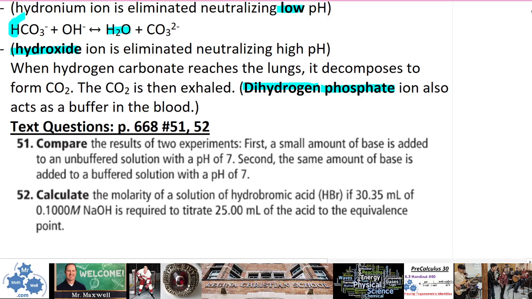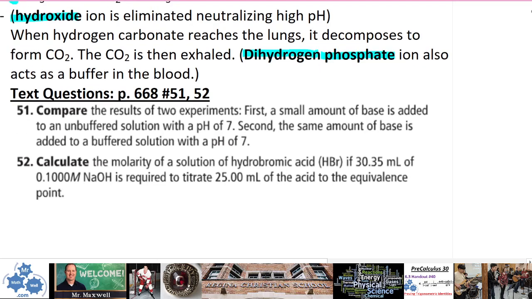And number 52 says this: calculate the molarity of a solution of hydrobromic acid, that's HBr, if 30 mL of 0.1 molar NaOH is required to titrate 25 mL of the acid to the equivalence point. And the equivalence point is going to be a pH of 7 there, where they're completely neutralized, with an equal number of moles of each. As we did in the last lesson, you're going to have to write out this equation and see if the reactants are in a 1-to-1 ratio or not. That's going to be important. Then you can use your C1V1 equals C2V2 probably to find this out.